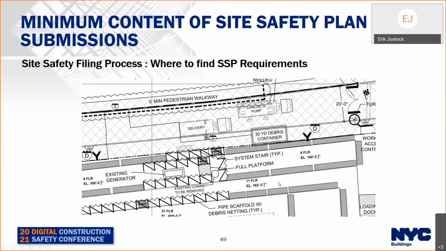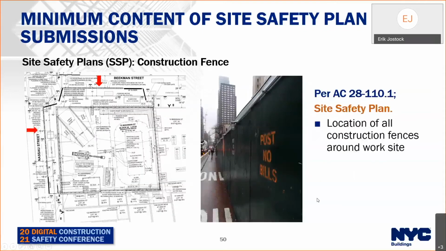Where to find site safety plan requirements? Per Administrative Code 28-110.1, show the location of all construction fences around the work site. The fences are shown by the red arrow. This is the construction fence that encloses the entire work site to protect the public and the pedestrians.